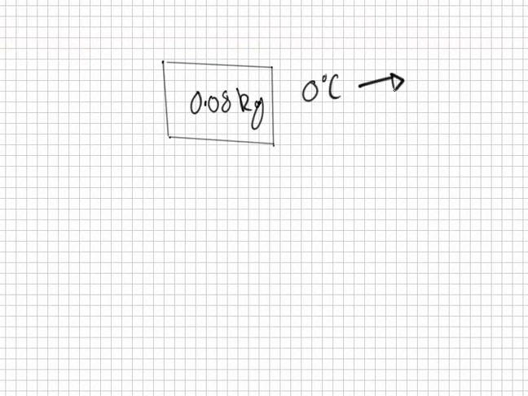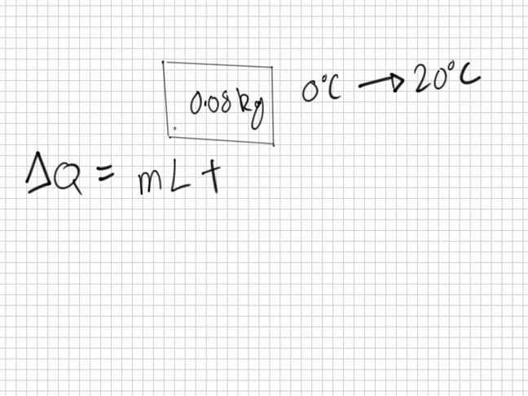And its mass is 0.08 kilograms. It's initially at 0 degrees, and we'd like to increase its temperature to 20 degrees. How much energy do we need? So what happens first when I start adding energy to this ice? What's the first thing that happens?